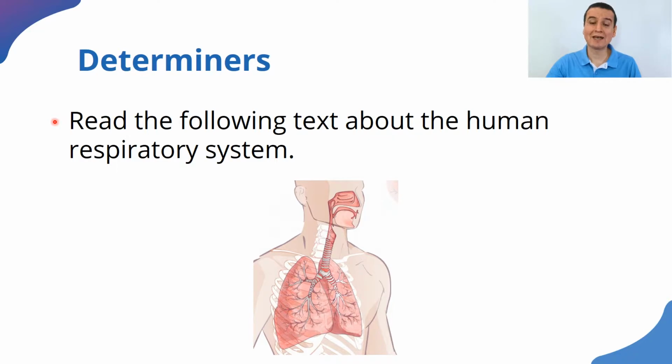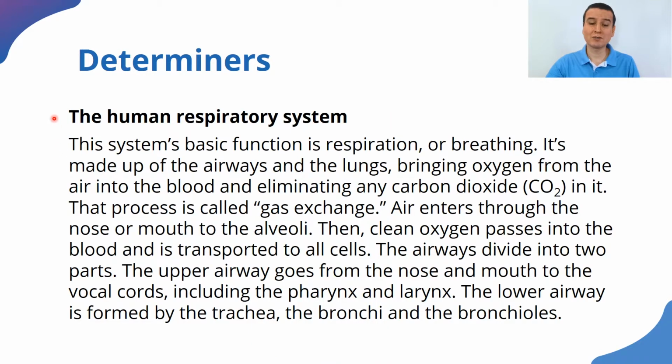Read the following text about the human respiratory system. You can say respiratory or respiratory system. Both stresses are correct. The human respiratory system. This system's basic function is respiration or breathing. It's made up of the airways and the lungs, bringing oxygen from the air into the blood and eliminating any carbon dioxide in it. That process is called gas exchange.